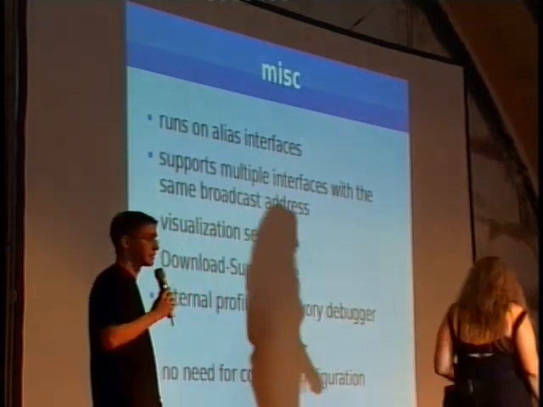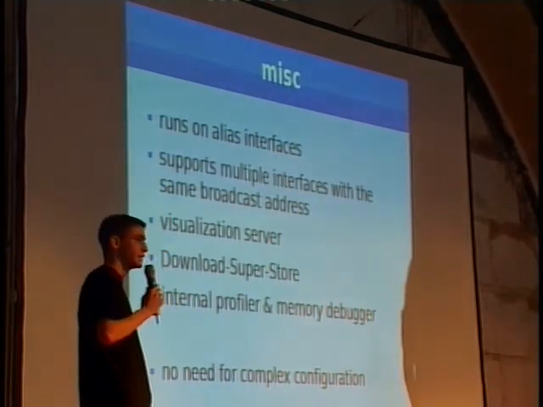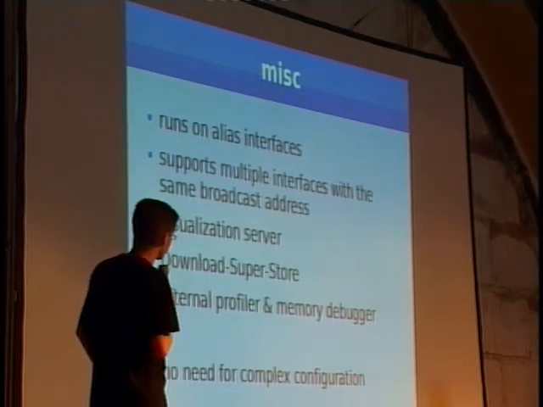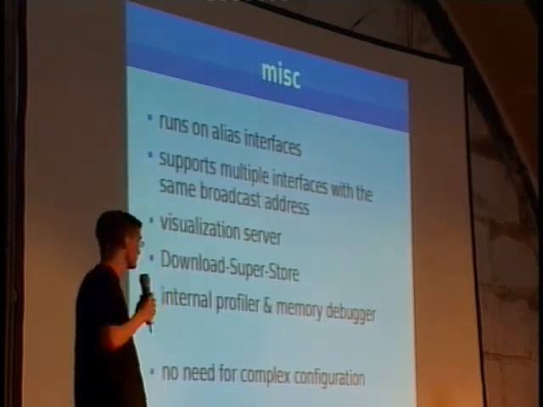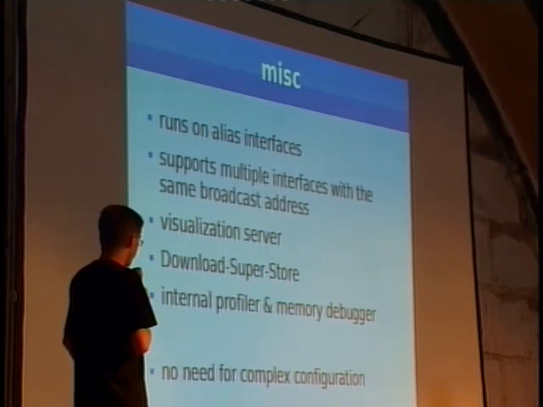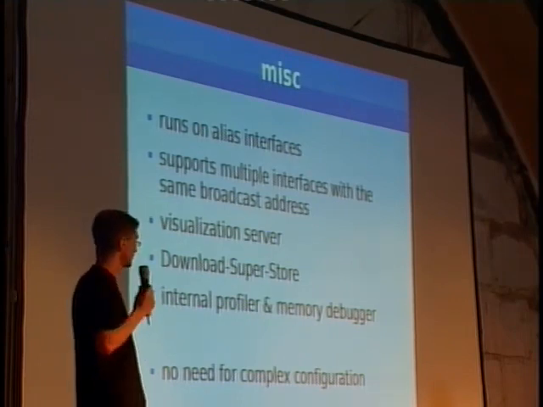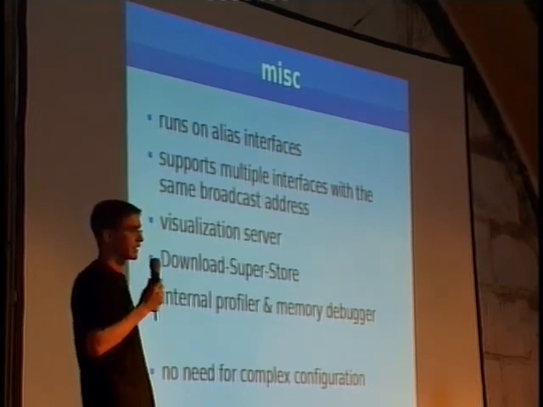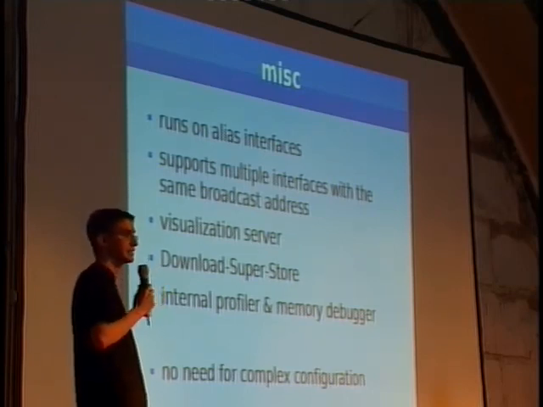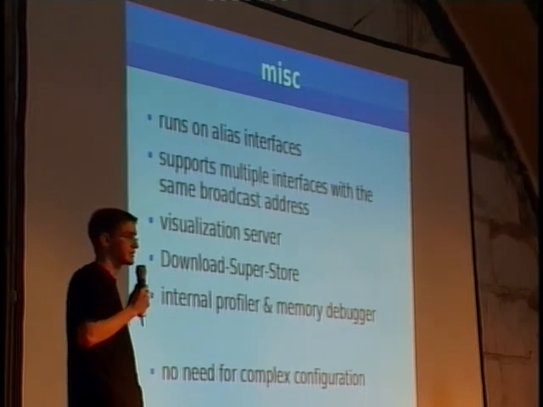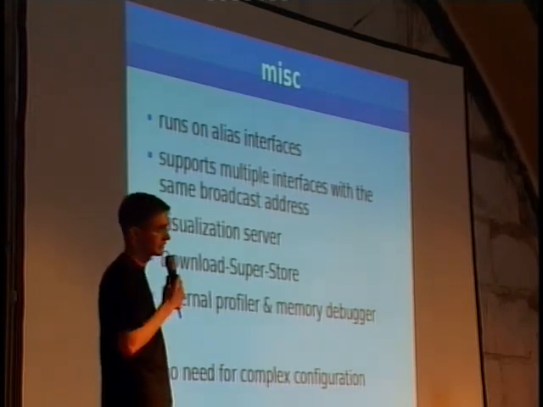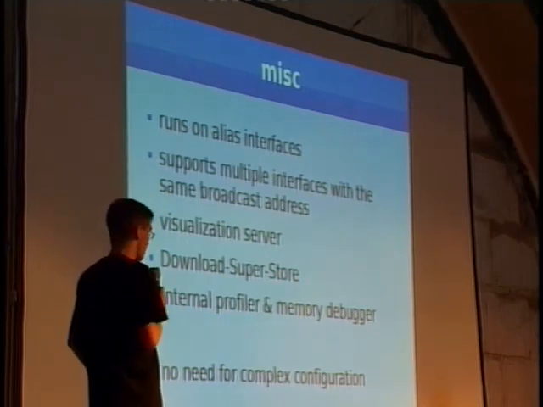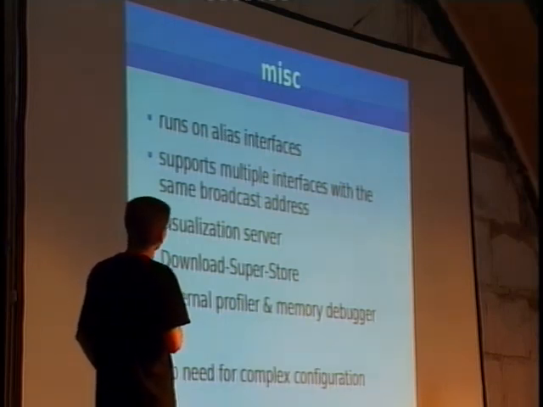So if we want to test it, there's no need to cross-compile everything; we can use our packages. Of course, we have an internal profiler and memory debugger, and we are very keen on optimization. Very important for us is that you don't need a very complex configuration. If you just want to use Batman, you start Batman and tell it what interface it should use, and then it runs. No need for a configuration file, no need for big knowledge in routing, just start it and it will do its job.